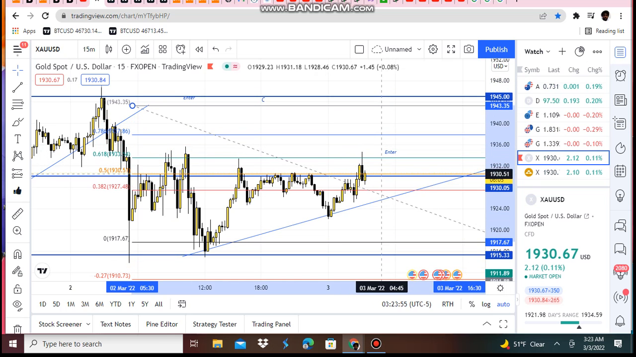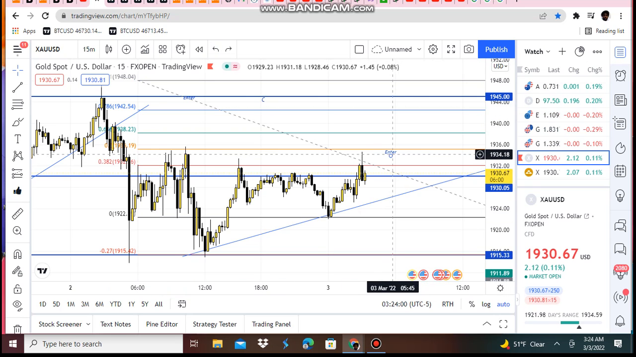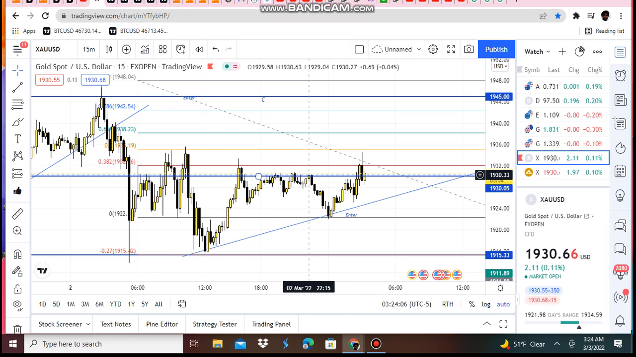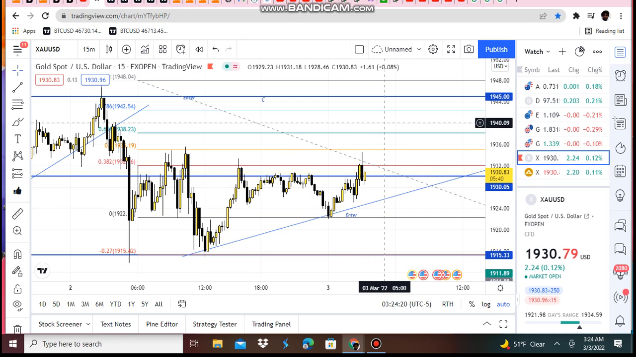You could have entered anywhere around here, like when price made a higher low, as it already made a higher high. Once price made a higher low back down to zero, you could have entered at 1922 and price is at 1930 right now, and you're in an uptrend. We're in an uptrend. It broke above this level already as well.